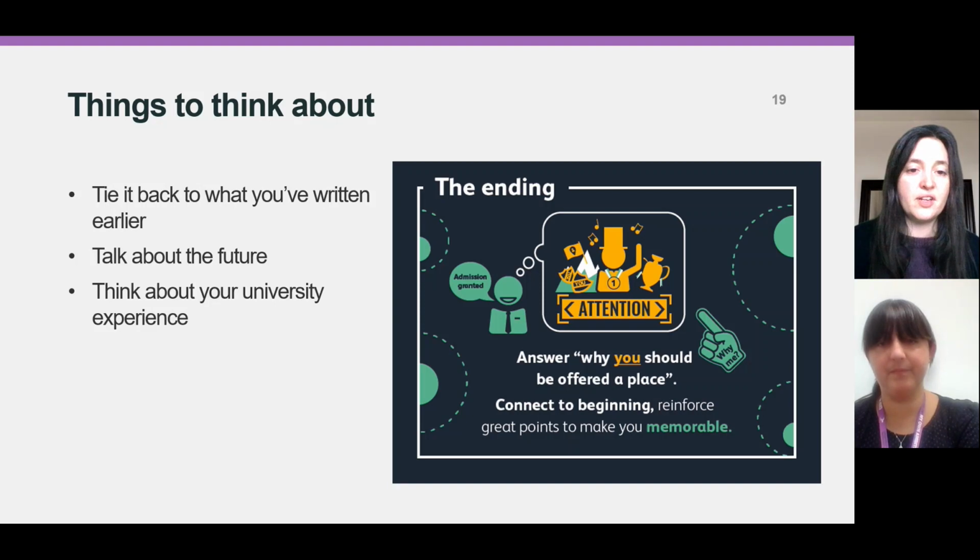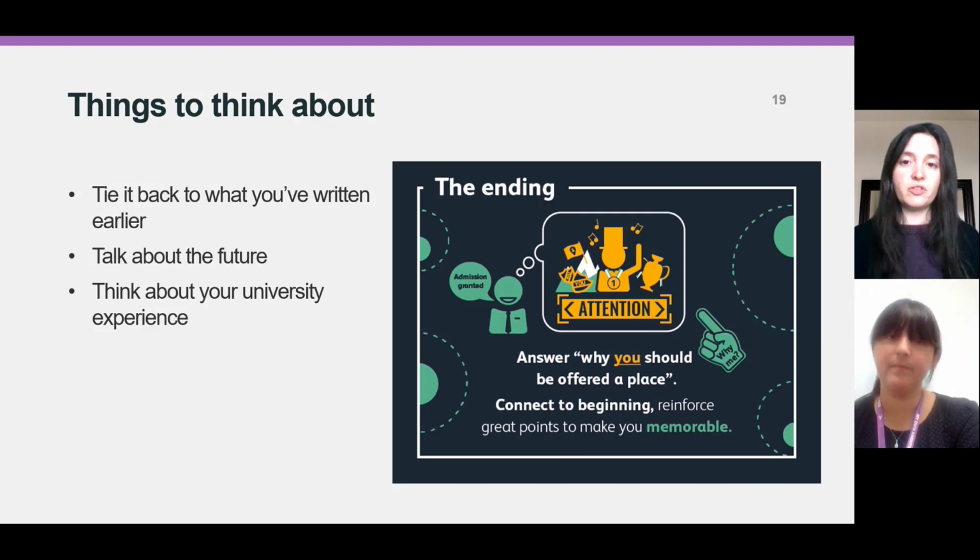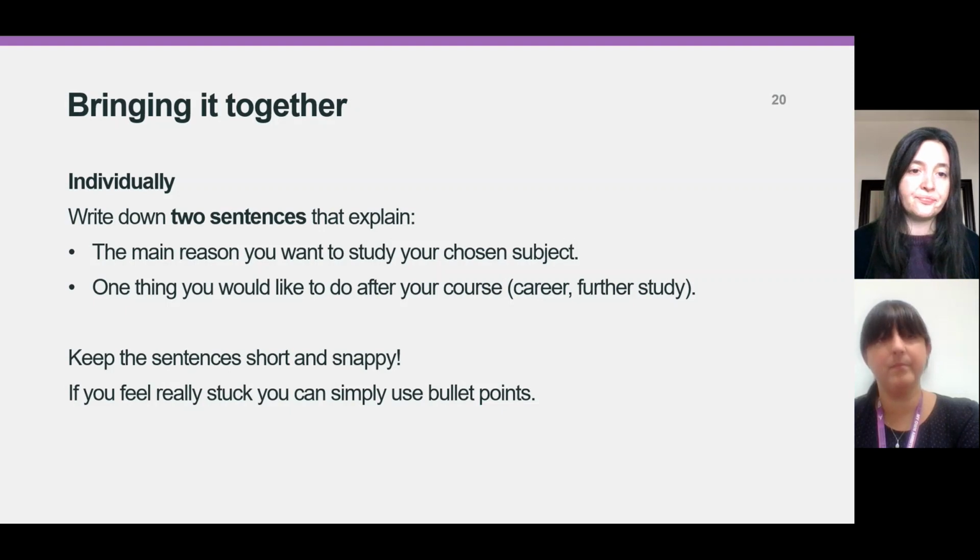And that's why they've highlighted there, the conclusion is really just answering that question: why should you be offered a place on that course? They want to see that you are interested in it, or it's going to help you in some way. It's a good idea in the conclusion to tie it back to what you might have written earlier and be future focused, to talk about your future, or what that university experience is going to be like. So if there are particular things about university that you're looking forward to, you could put that in there.